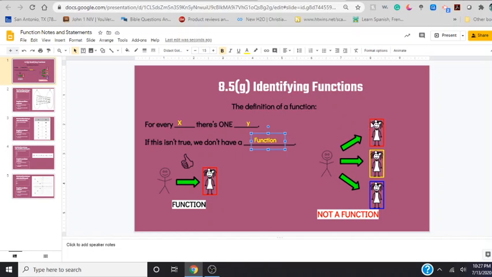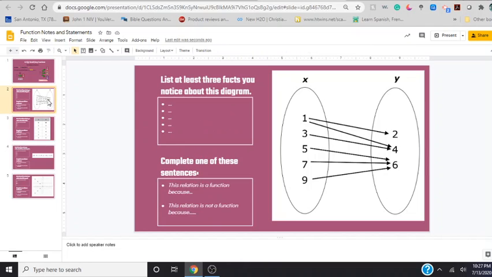All right, this would not be a function because this does not match our definition. For every x, if I was the x, there is not one y. There is one y, two y's, three y's. No bueno. Okay, we apply that same knowledge to our actual math problems. For every x, there's one y.